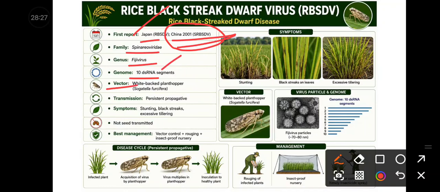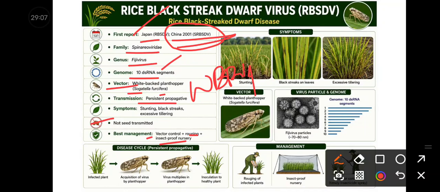Vector is very very important, WBPH, white backed plant hopper. Remember the scientific name as well as this common name, Sogatella furcifera. Transmission occurs in persistent propagative manner. See, most plant hoppers transmit viruses in persistent propagative manner. Remember this point. Then the major symptoms include stunting, black streaks, and excessive tillering. It is not transmitted by seed, and best management practices are vector control, roguing, insect-proof nursery.